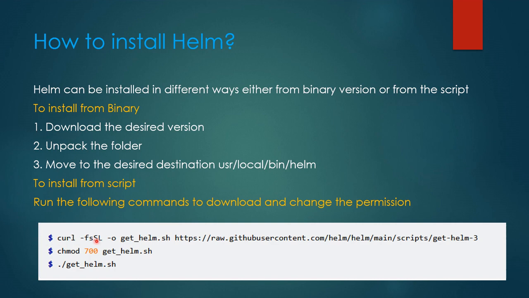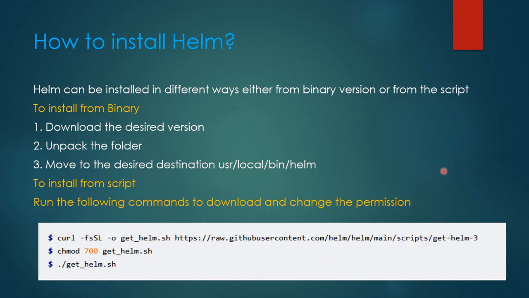Run the curl -fsSL command, and then change the mode by typing chmod, and then type get_helm.sh. So there you go, you are ready to use your Helm.